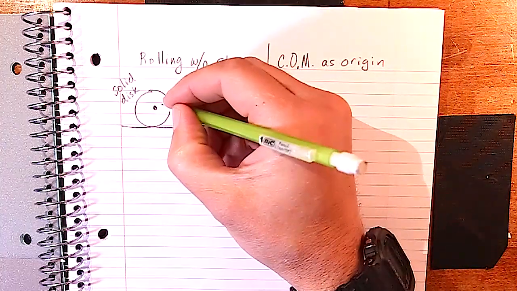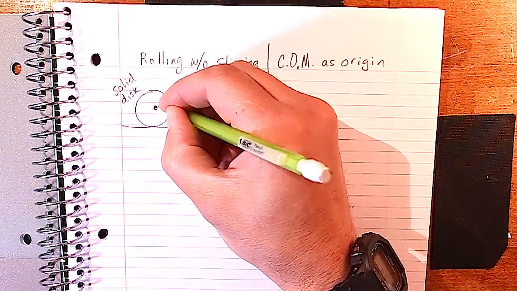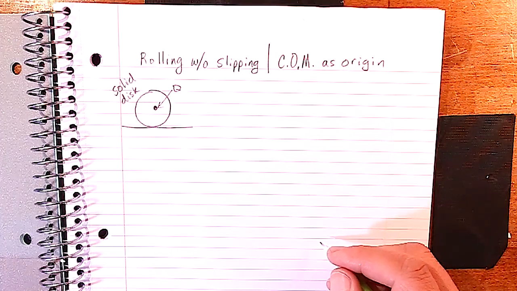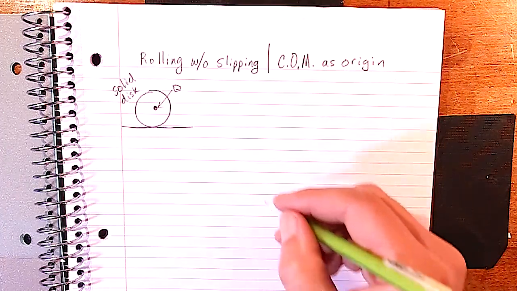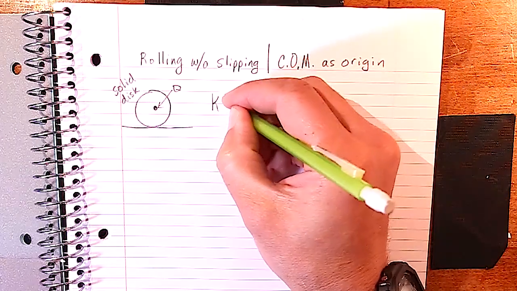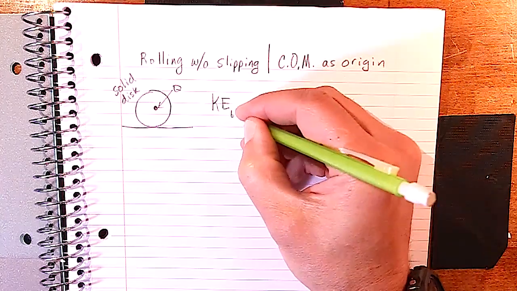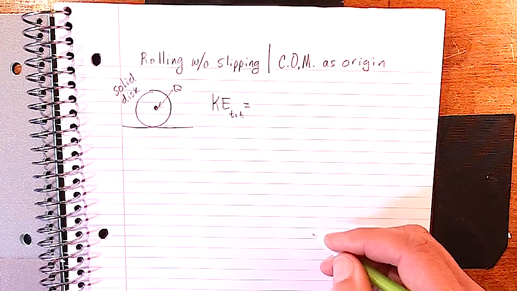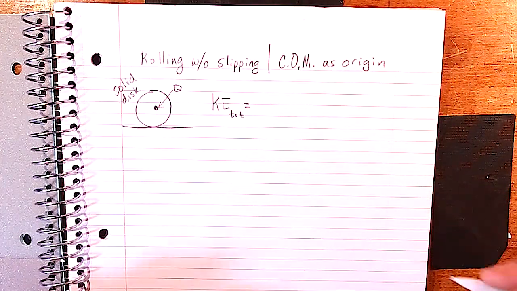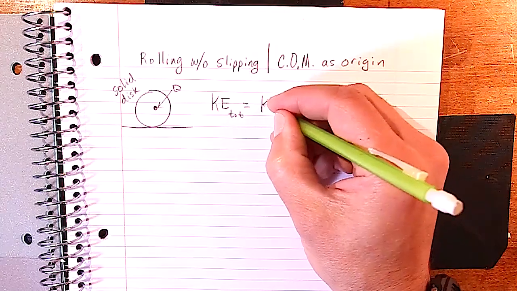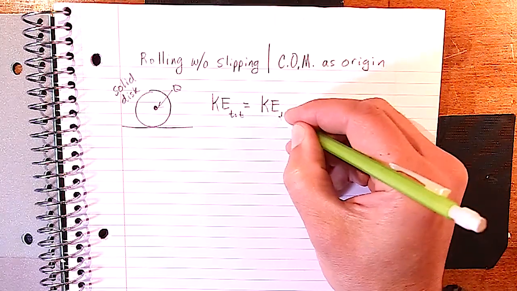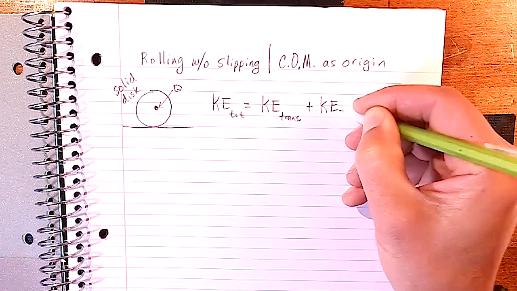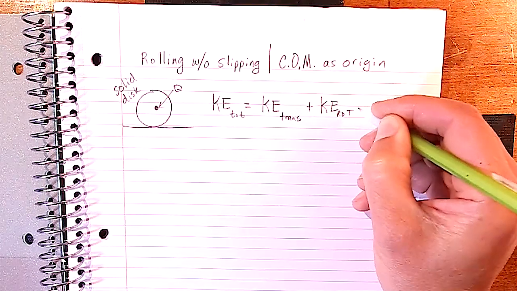Remember, we get to choose our origin, so that's what we're going to call our point Q, or our origin. And the question that we're going to try to answer is, what's the total kinetic energy that it has as it's rolling along without slipping? Well, if we think about it, it's rotating and it's translating. So we have two types of energy. We have KE trans plus the rotational kinetic energy, KE rot.